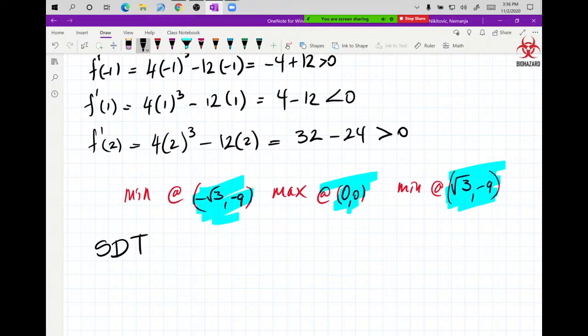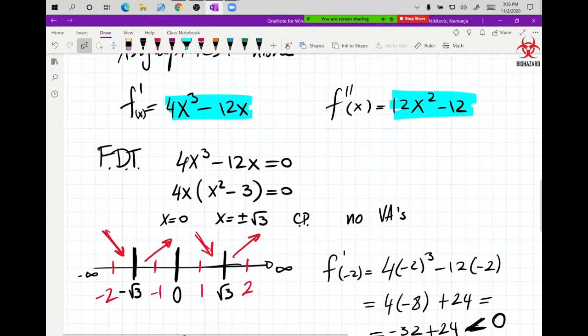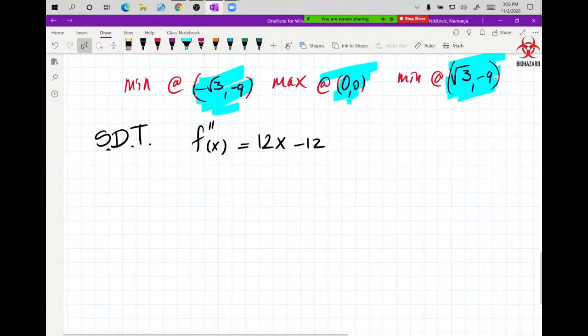Second derivative test. So now you take your second derivative and set it equal to 0. It's 12x squared. All right, I'm going to give you 18 seconds to do this. No pressure.